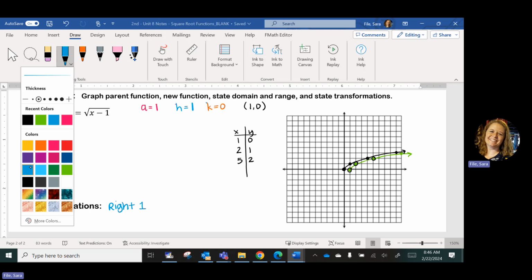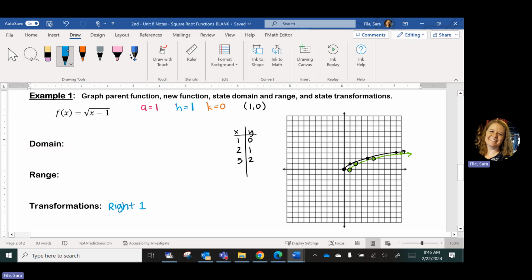How far left to right does this graph go? What's the furthest? The green function, the new one. Don't look at the parent function. Look at this new one. How far left does it go? What's the leftmost x value? 1. And then it goes right forever, so to infinity.